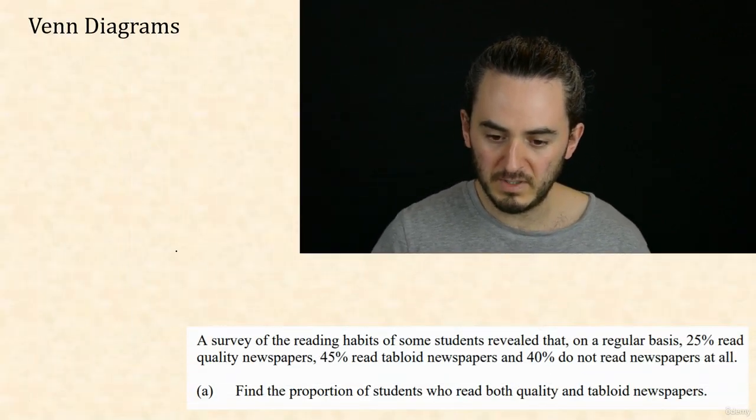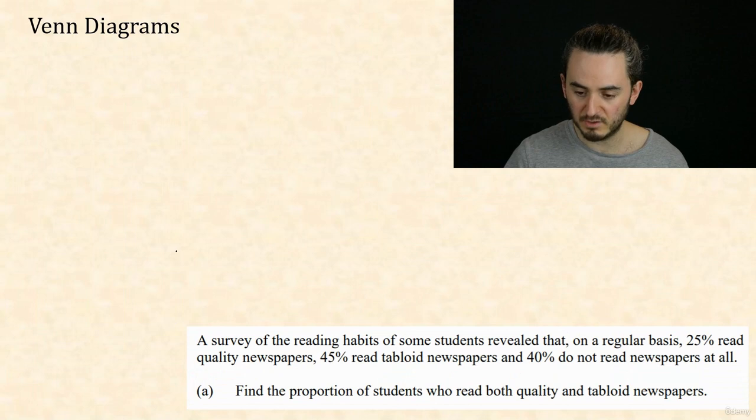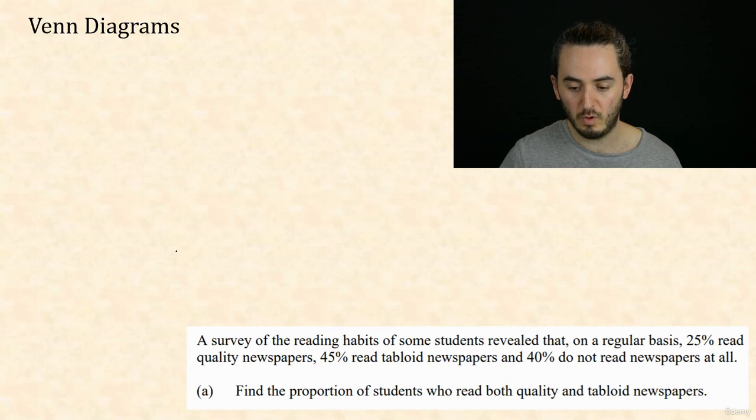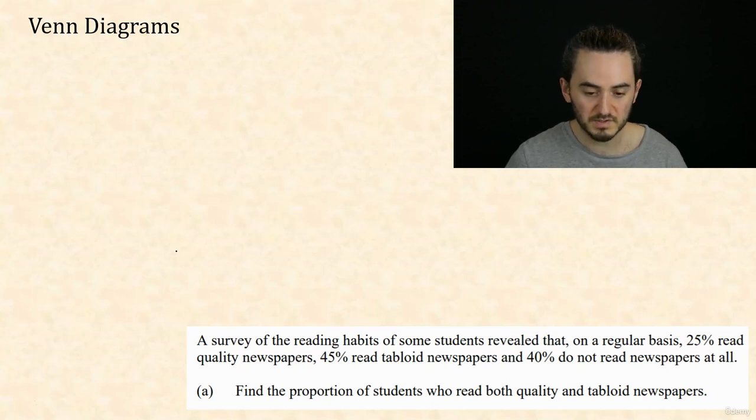A survey of the reading habits of some students revealed that, on a regular basis, 25% read quality newspapers, 45% read tabloid newspapers, and 40% do not read newspapers at all. Find the proportion of students who read both quality and tabloid newspapers.